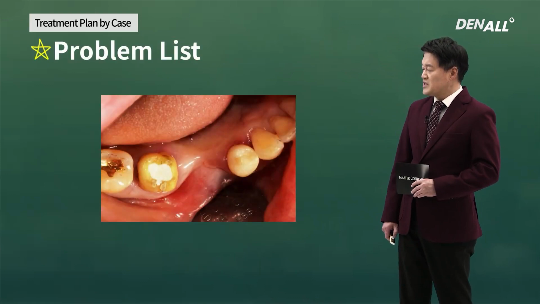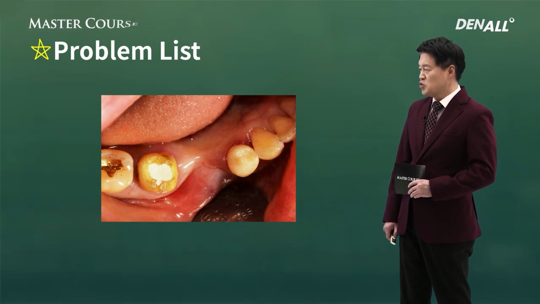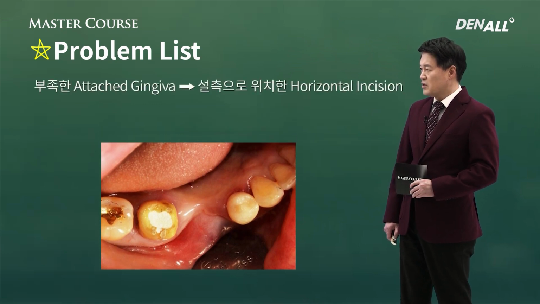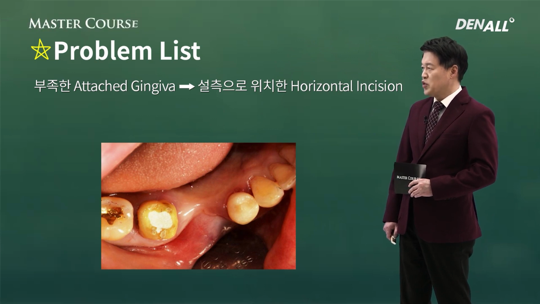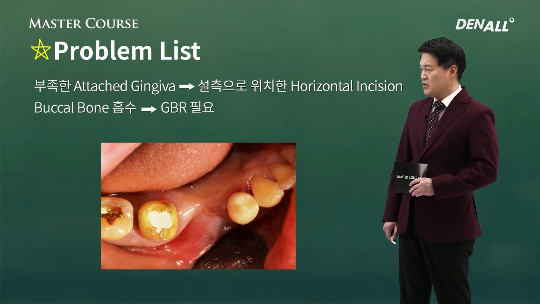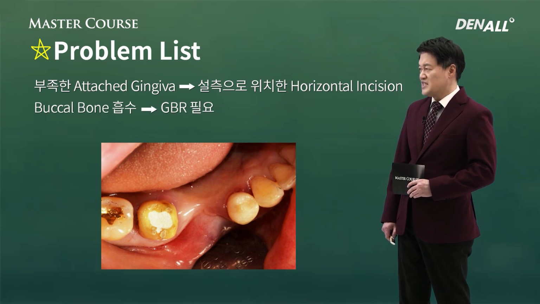If you take a look, in number 44, the crown was done again. In number 46, as I was doing root canal, in the defect, if you look at the area for implant placement, there are several problems. First, there's lack of attached gingiva, and the remaining attached gingiva, in order to move it lingually and buccally, I did a horizontal incision lingually, and in the placement area, there was a lot of buccal bone resorption, so GBR was necessary.